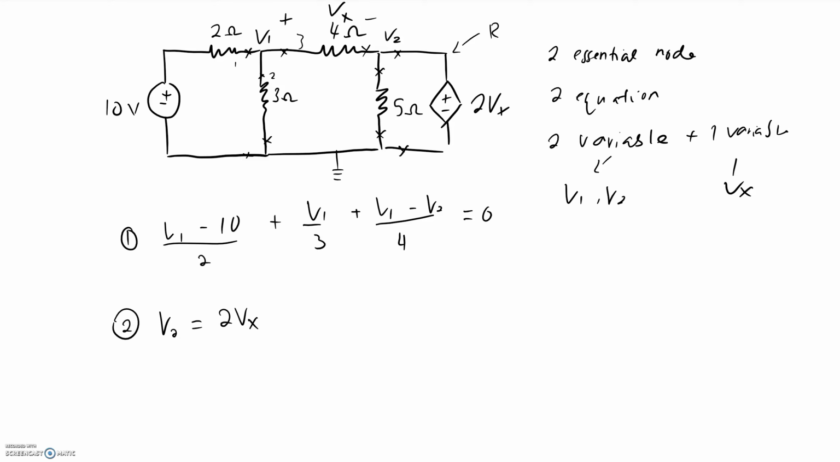How do we know the equation for this one? V2 is from here to here, by using the KVL. You can see that minus V2 plus 2Vx equal to 0. Then V2 is equal to 2Vx. So number 3 is, what is this one? Constraint.